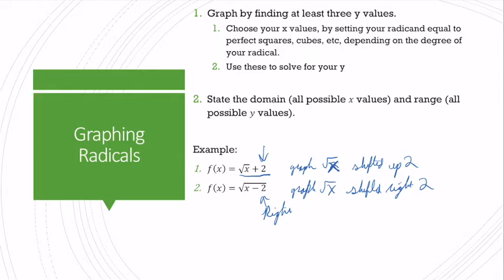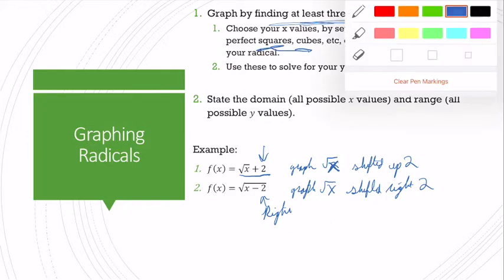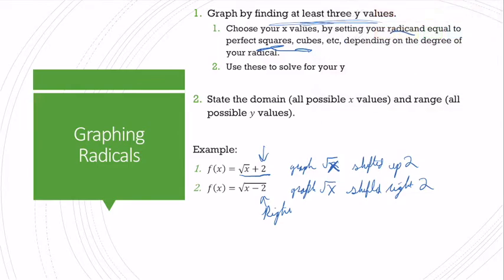So let's go ahead and graph f of x equals the square root of x plus 2 and f of x equals the square root of x minus 2. And we're going to do that by finding 3 values. So we need to set what's under our radicand equal to perfect squares. So let's get a whiteboard going. I'm going to switch to orange because it shows up better on the whiteboard. So if I have f of x equals the square root of x plus 2, I want to set what's under the radicand equal to some perfect squares. I guess I don't have to solve for x because it's just x under my radical.